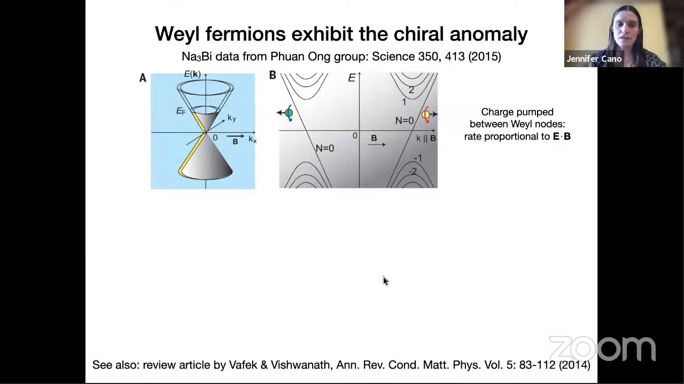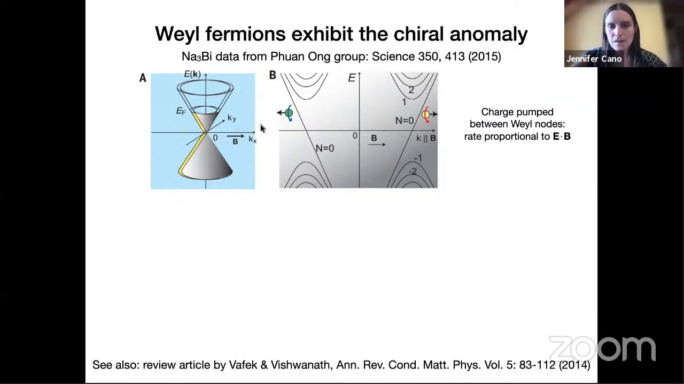So the other thing that I want to say about Weyl fermions is this chiral anomaly. I'm going to show some data on sodium bismuth. Sodium bismuth is actually a Dirac material, but in a magnetic field with a Zeeman term, the Dirac point, which I'll talk about in a bit, splits into two Weyls. So for now, let's just treat this as a Weyl material.